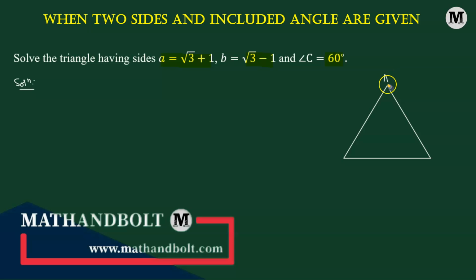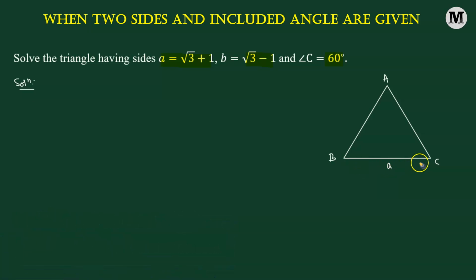We begin by considering a triangle with vertices A, B, and C. The side opposite to angle A, which is BC, will be denoted by the letter a in lowercase. The side opposite to angle B, which is AC, will be denoted by b in lowercase, and the side opposite to C is going to be denoted by c in lowercase.